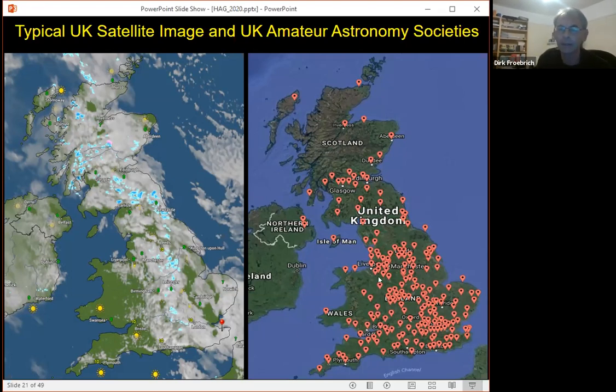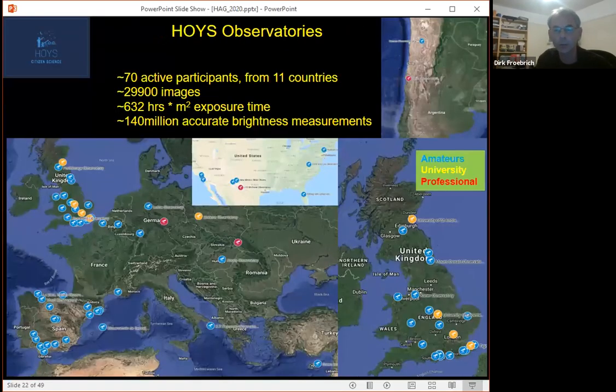And hence, that's why we're going around the amateur societies and basically trying to recruit people to observe when it is clear. And this kind of method should allow us to at least get one picture per night for each target. So how does it work so far?